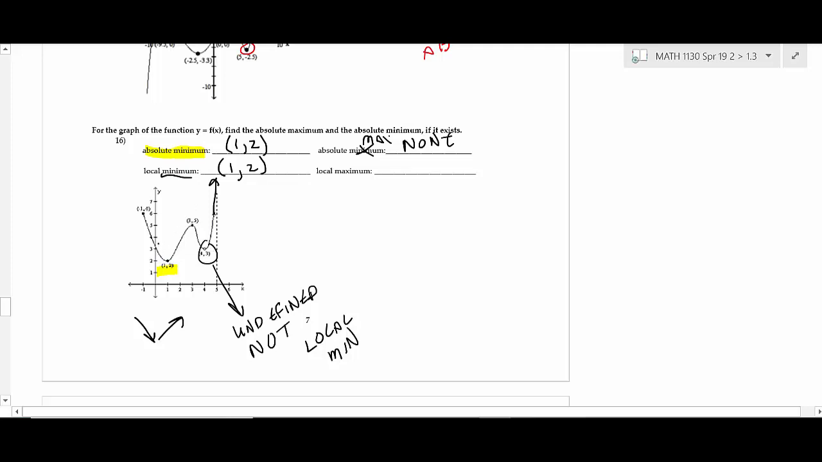Okay, local maximum. Does this have a local maximum? That just means increases and then decreases. Does that happen anywhere? What's the answer to the local maximum? Sorry about that. Okay, what's the local maximum? Yeah, this point right here, and that looks like (3, 5). Okay, so that's the idea. Okay, just pay attention to whether there's an open dot or a solid dot when you do that.